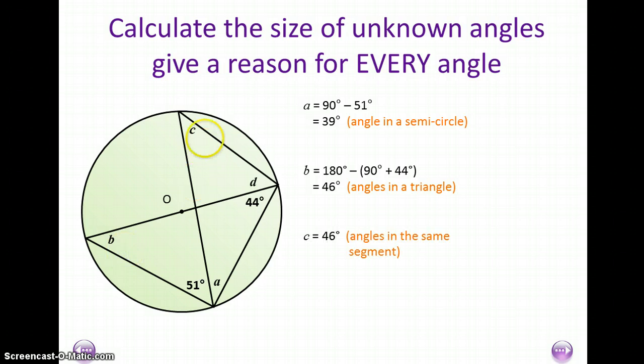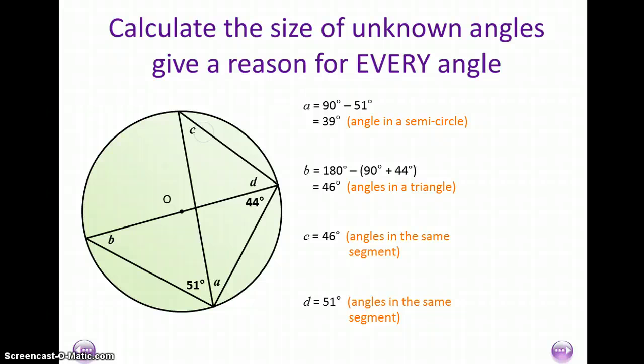Angle C is also 46 degrees. That is because this chord here has produced this triangle here, and this angle here has been shown to be 46 degrees. So using the same chord, if we construct this triangle up there, we get that this angle here is also 46 degrees, because angles in the same segment are equal.